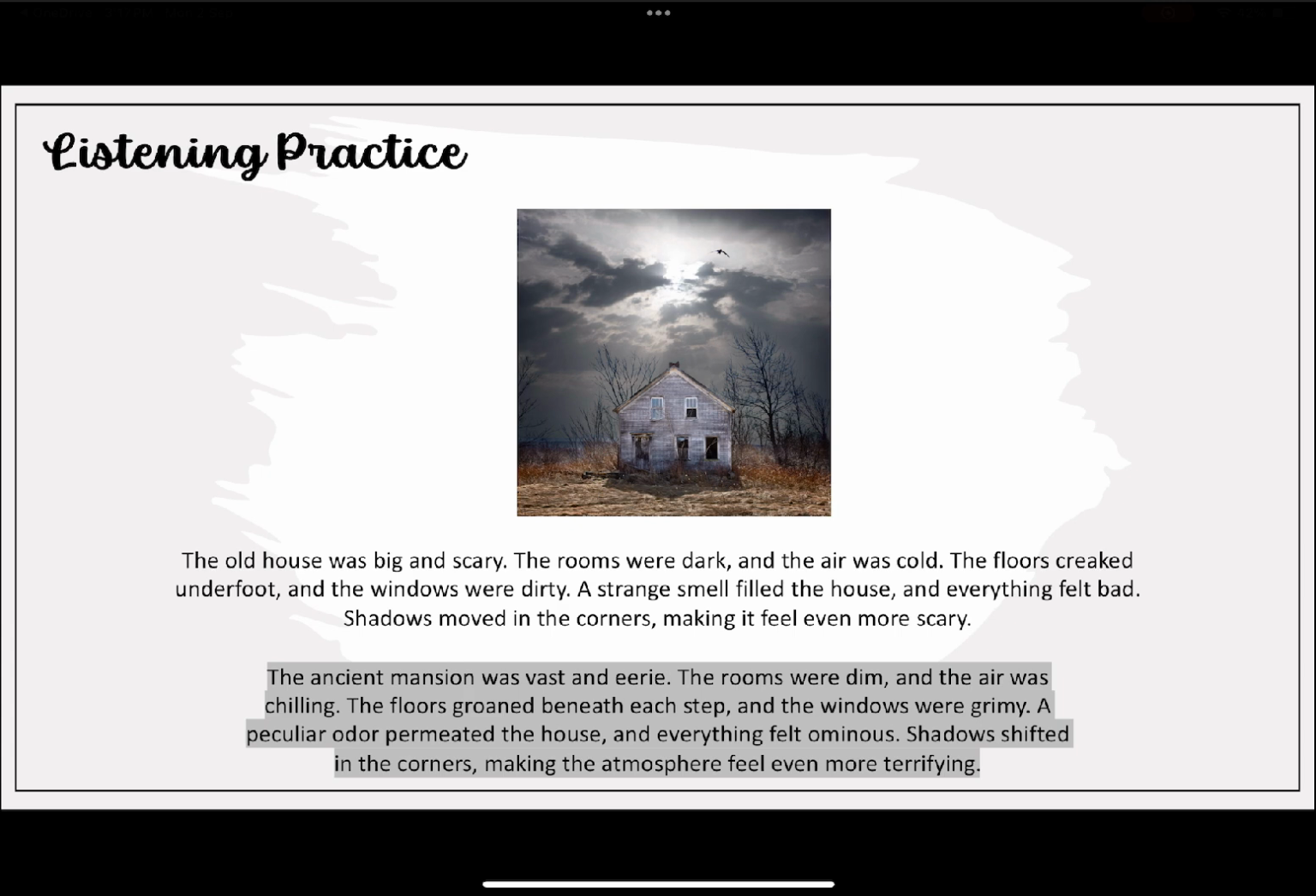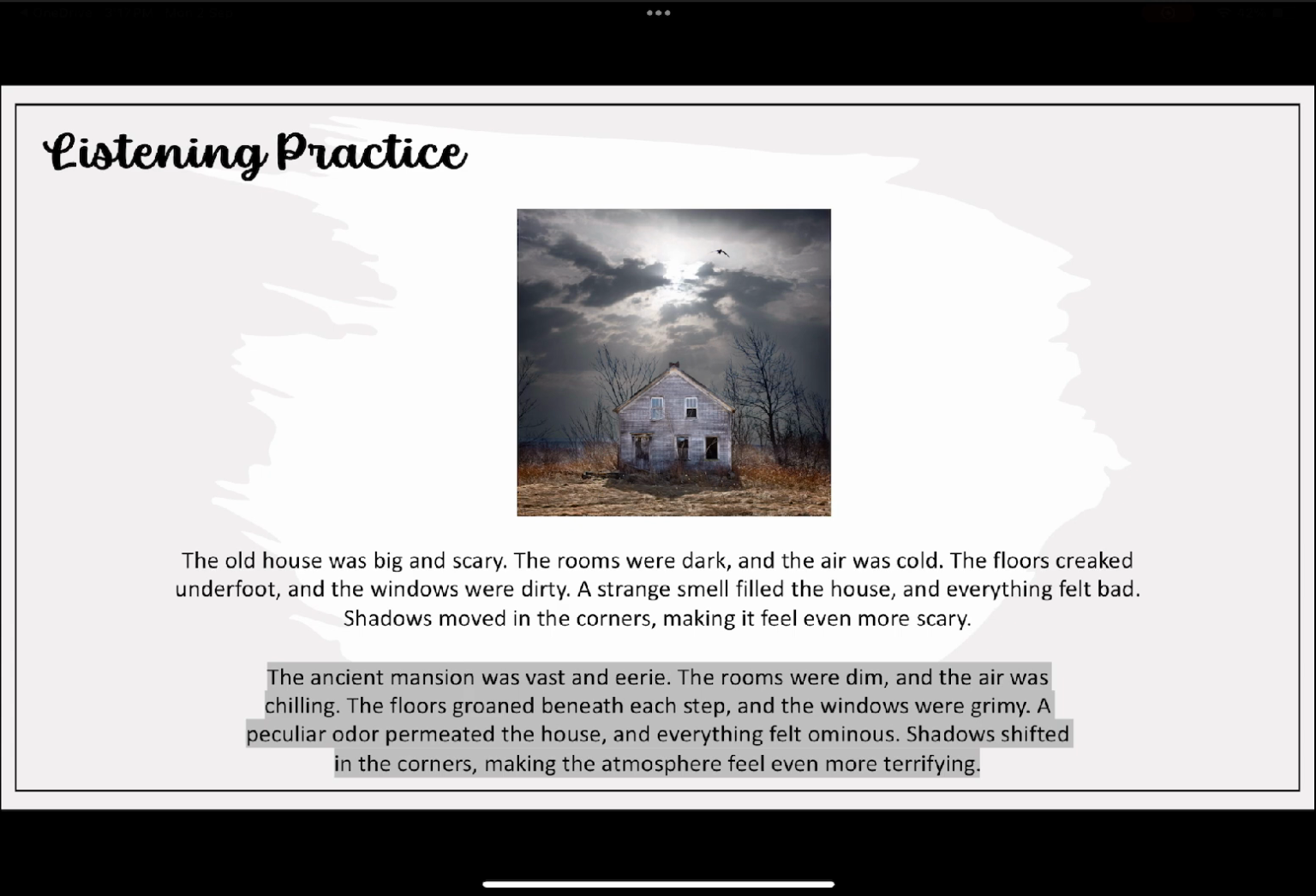Version 2. The ancient mansion was vast and eerie. The rooms were dim and the air was chilling. The floors groaned beneath each step and the windows were grimy. A peculiar odour permeated the house and everything felt ominous. Shadows shifted in the corners, making the atmosphere feel even more terrifying.